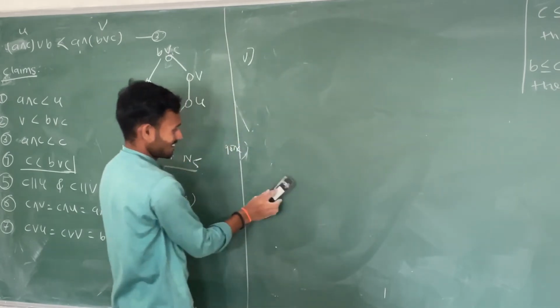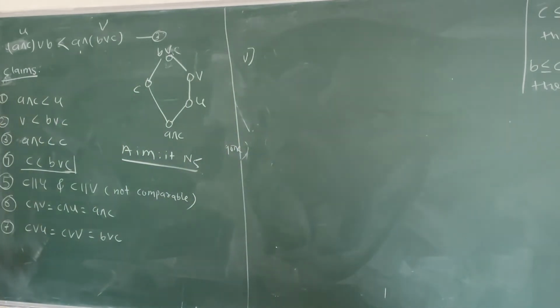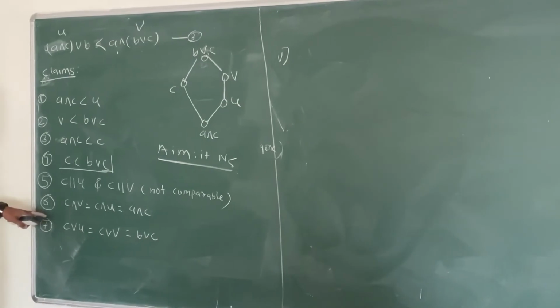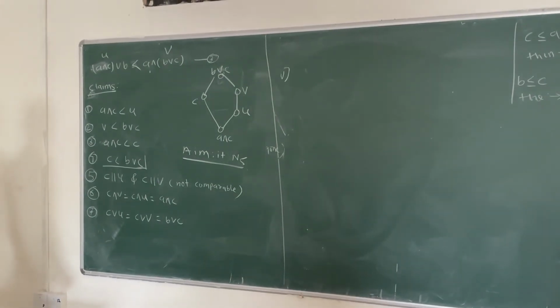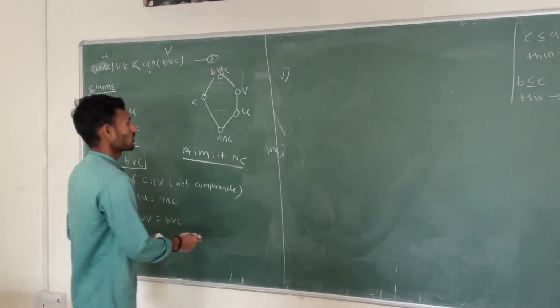Without this also you can prove it is not a difficult one. Without using U also you can prove. You can show that B is less than or equal to C, which is a contradiction. Okay. Now sixth one.